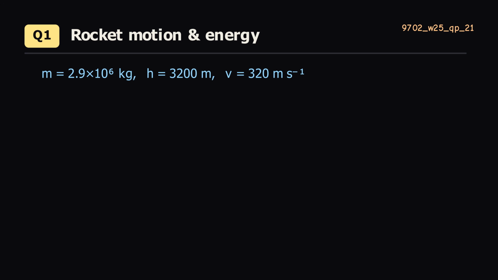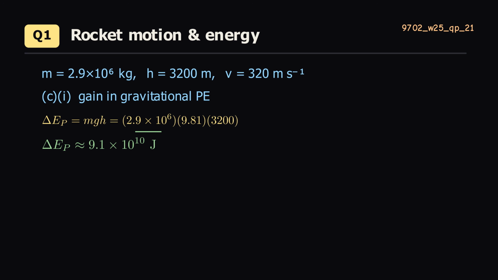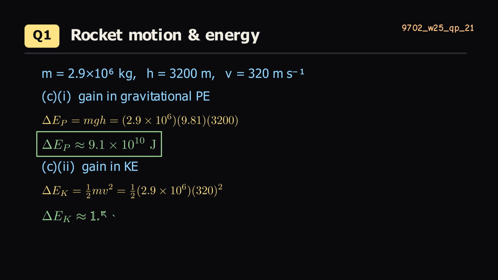Part C. The rocket mass is 2.9 times 10 to the 6 kilograms, height 3,200 meters, speed 320 meters per second. Part C. Part 1. Gain in gravitational potential energy is mgh, about 9.1 times 10 to the 10 joules. Part C. Part 2. Gain in kinetic energy is half mv squared, about 1.5 times 10 to the 11 joules.